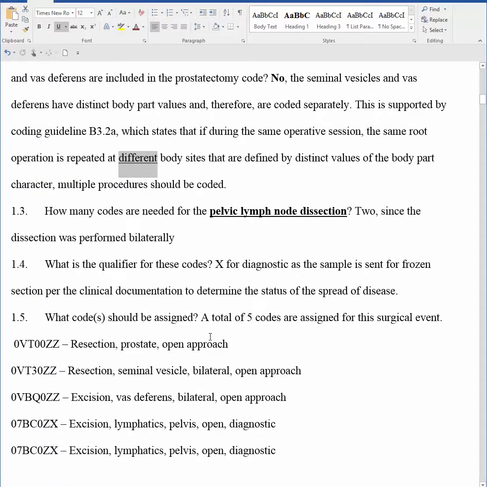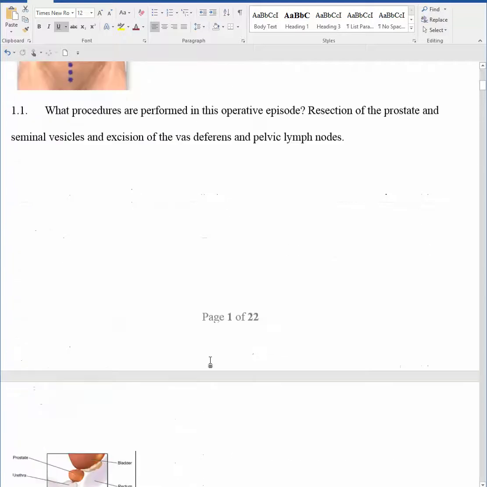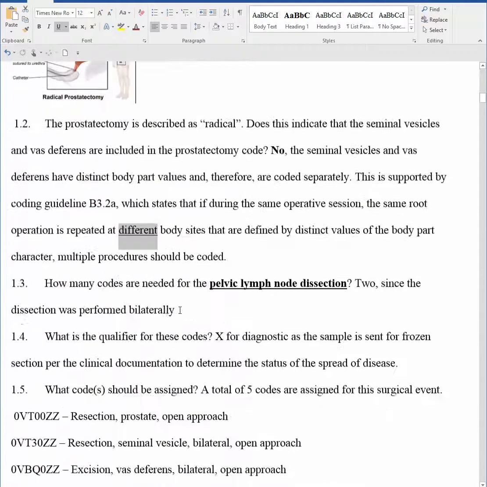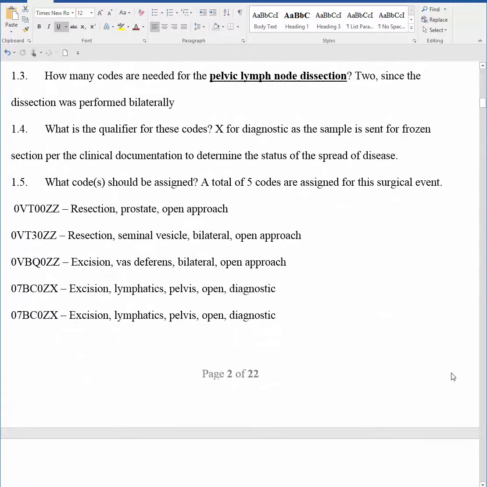What code should be assigned? For this particular procedure, you're going to have 5 codes. You're going to have a code for the resection of the prostate gland, open approach, because again, they're cutting through the lower area of the abdominal area. It's called retropubic. So the open surgical approach, the code for the resection of the prostate is 0VT00ZZ.